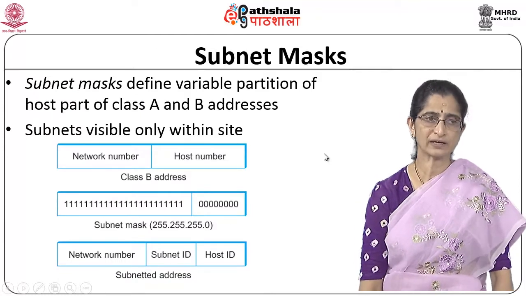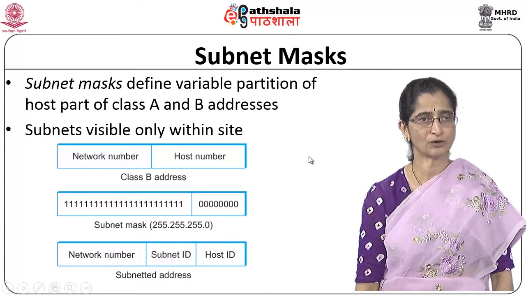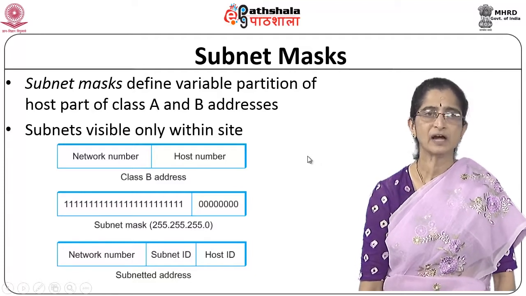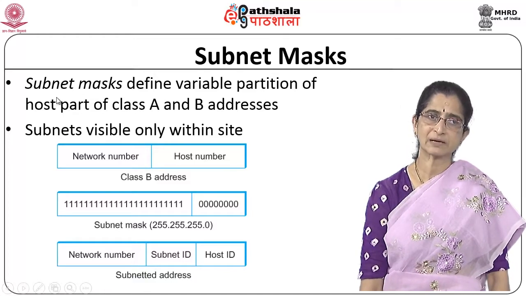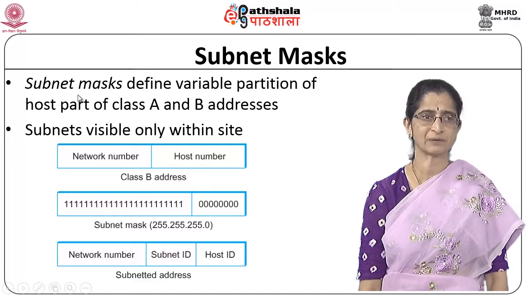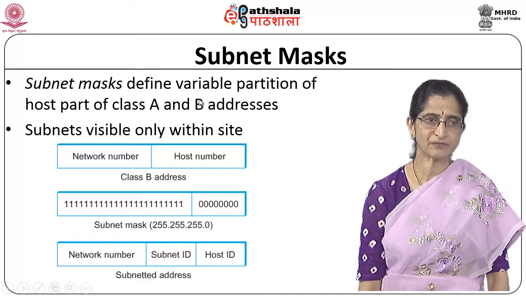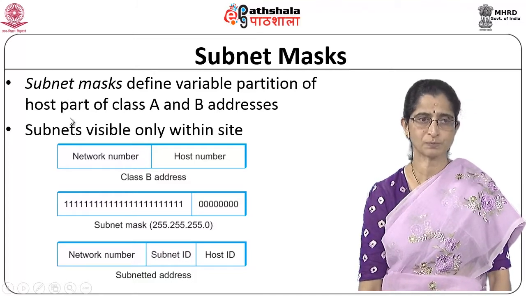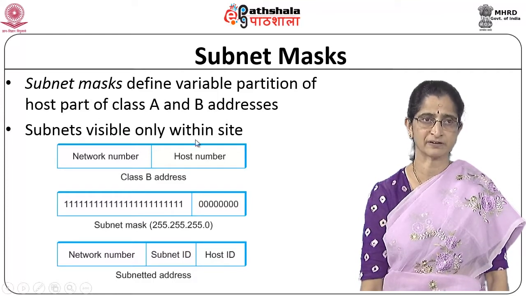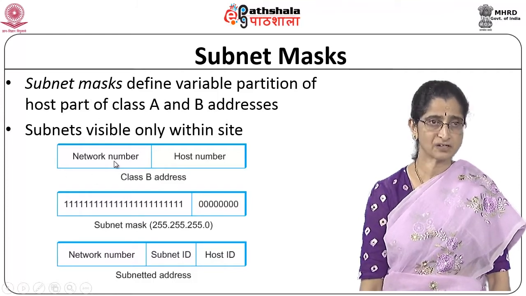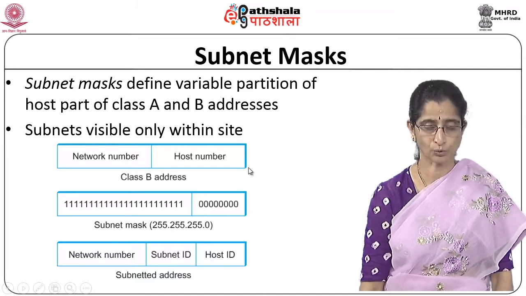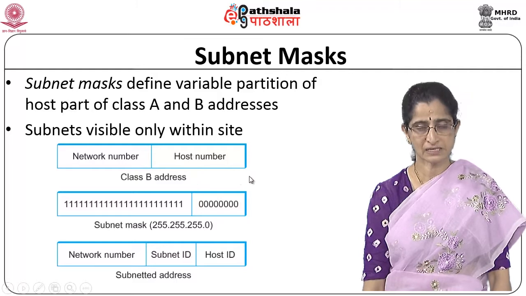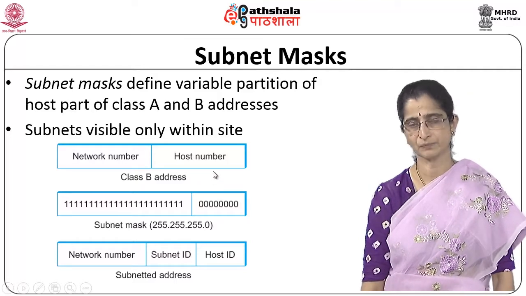So how do I specify which part of the address actually becomes a subnet part and which part actually becomes the node part of the address? This is done by having something called a subnet mask. The idea of having a subnet mask basically is to be able to specify variable partitions of the host part of the address. If I take a class A address or a class B address, we know that a class B address for instance has 16 bits for the network number and 16 bits for the host number. So what we want to do now is take this 16-bit host number which can accommodate 2 power 16 hosts and divide that into multiple subnetworks, each having a smaller number of hosts. So that is what we want to do.